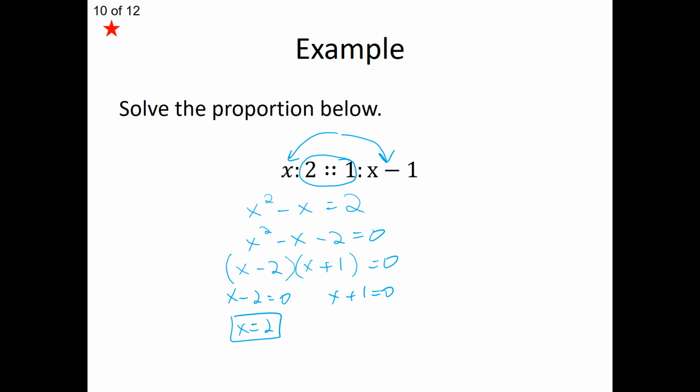This is my first answer. And then subtract 1, I get x equals negative 1. This is my second answer. And so there we have it. I have two solutions to that, right? Both of them actually will satisfy the proportion.